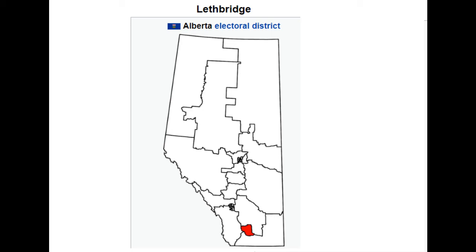Now, if you look at the cities of Calgary and Edmonton, we would have to zoom in, but those large cities are divided into smaller constituencies that don't show on this map. But in total, we have 34 seats in the House of Commons that come from the Alberta province.